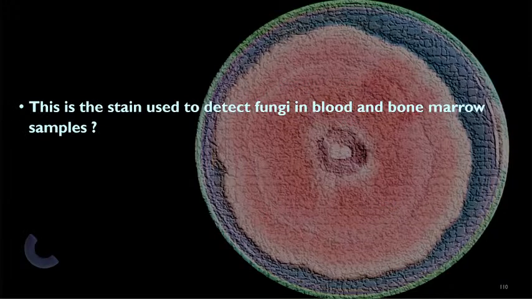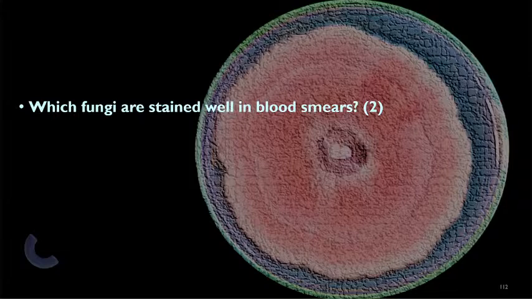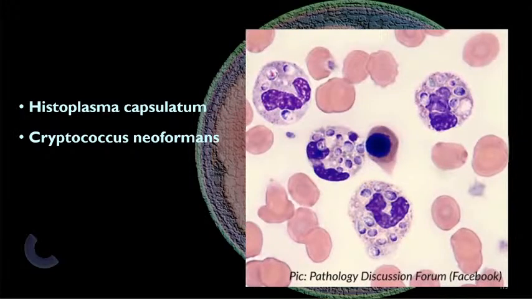Now, what stain is used to detect fungi in the blood and bone marrow samples? It's Giemsa or Wright stain. Okay? And which fungi is stained well in blood smears? In blood smears, you would often see this in case presentations. You might think this is a question about WBC anomaly, but you might be mistaken. So please don't forget that Histoplasma capsulatum and Cryptococcus neoformans may be stained well in blood smears. And they look like this, right? So see the difference? Why it does not look like an anomaly?